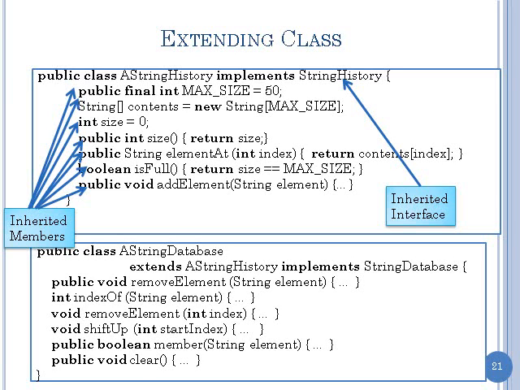Okay, and that's what we've done here. Since a string history already implemented string history, when you say a string database extends a string history, it's implementing string database and string history, correct? Yes. So when I say a string database extends the string history, it implements the interfaces I mentioned here, plus the interfaces that my class mentions.